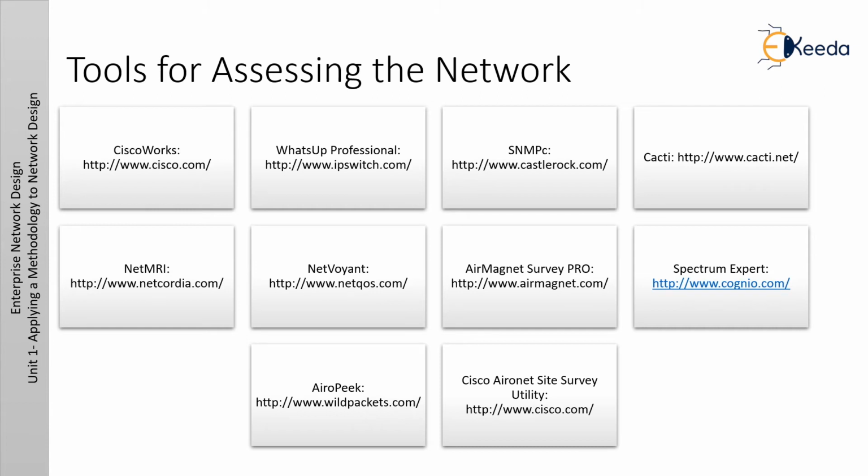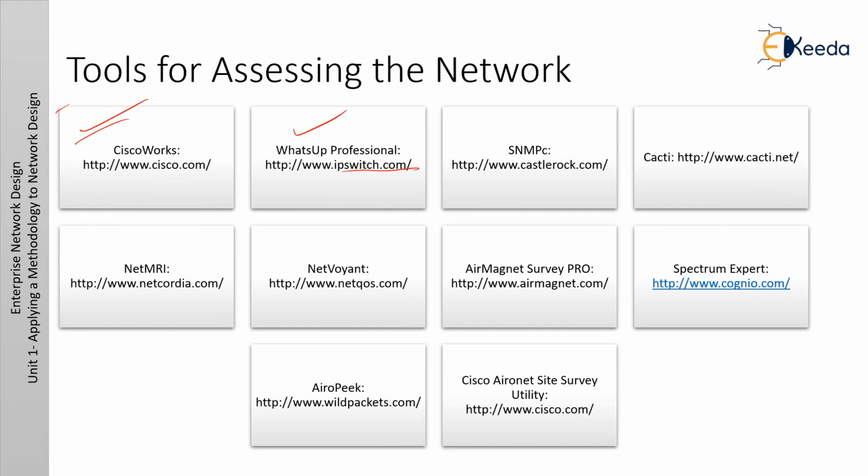Cisco Works maps a network and collects various types of information such as network topology, hardware and software versions, configuration, etc. Cisco Works is very important. Next are third-party tools such as WhatsUp Professional. It is not WhatsApp, it is WhatsUp Professional. You can download it from here.